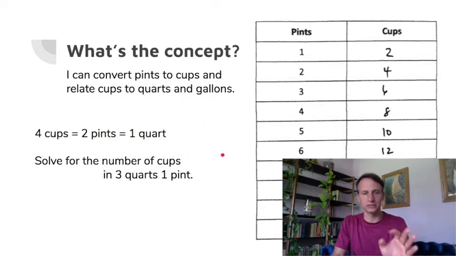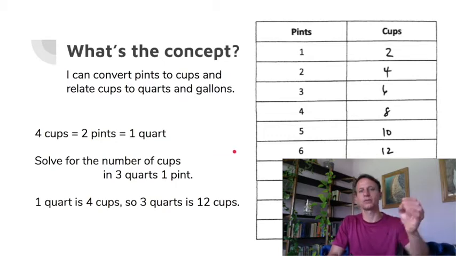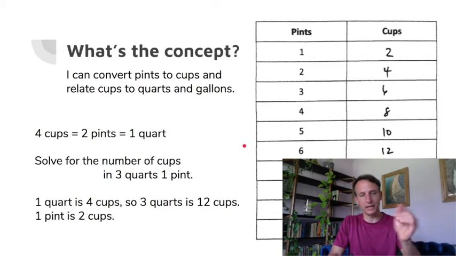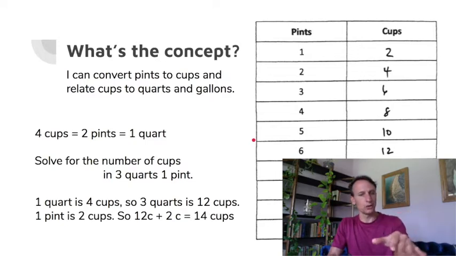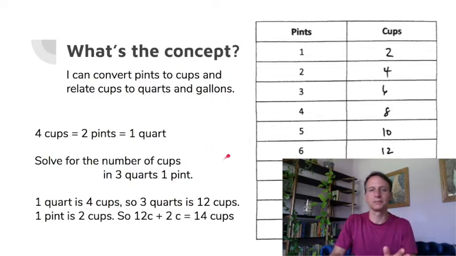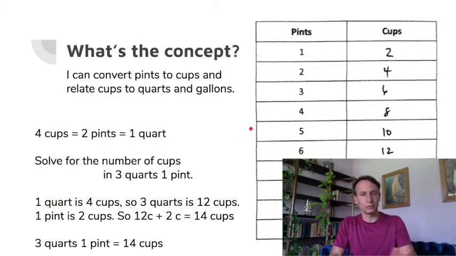Here's what it looks like mathematically. 1 quart is 4 cups, so 3 quarts is 12 cups. 3 times 4 is 12. 1 pint is 2 cups. 12 cups and 2 cups, total of 14 cups. And do notice the abbreviation for cup is that little c. Okay, so that's how that works. So grand total, 3 quarts, 1 pint equals 14 cups.